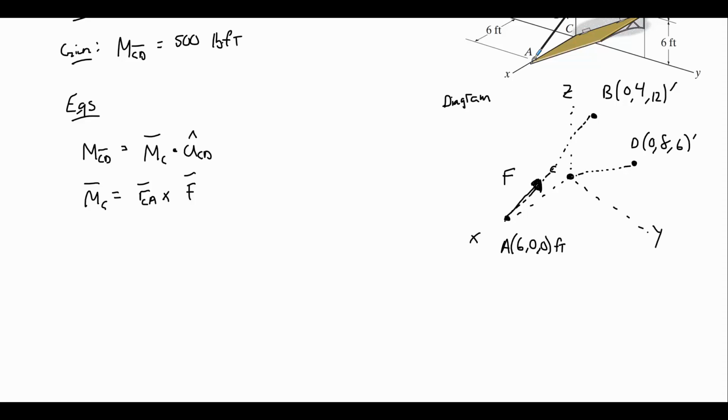But if we used R_CB, that would also be okay. And so let me just mark this is going to be R_CA that we're going to use.